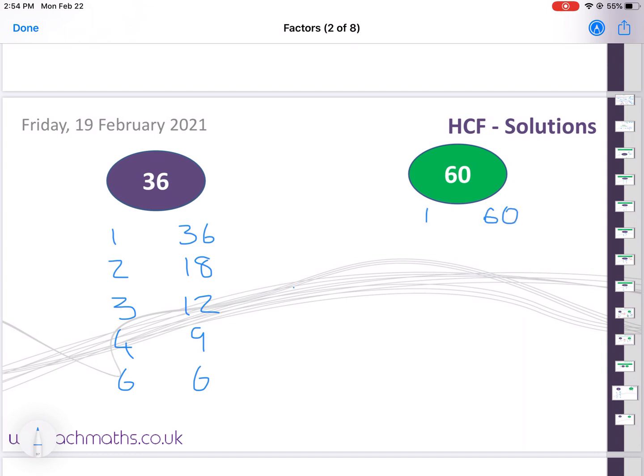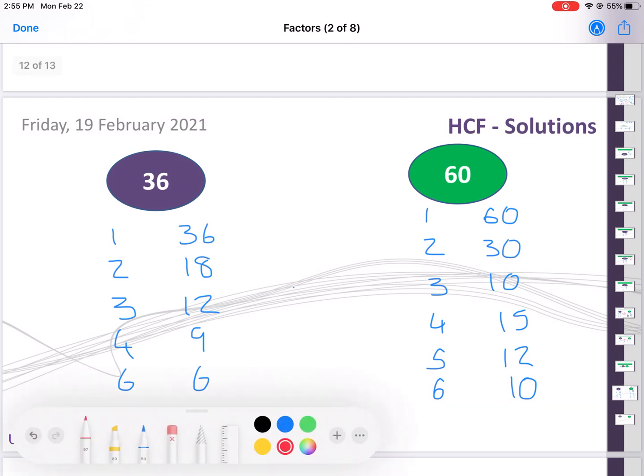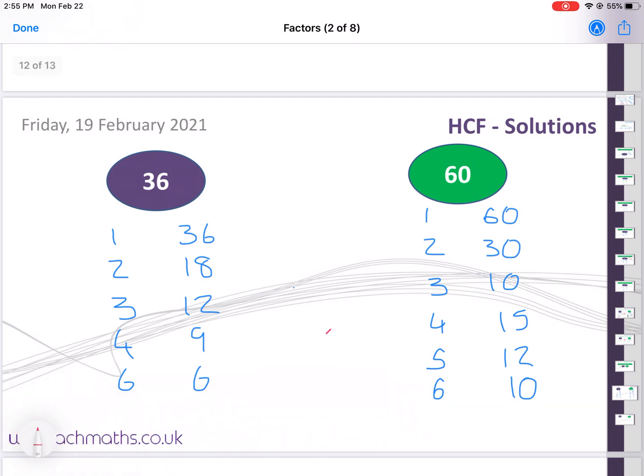For 60, 1 and 60, 2 and 30, 3 and 10, 4 and 15, 5 and 12, which you may have forgotten, 6 and 10, not 7, not 8, not 9, got 10 already, not 11, got 12. Right, so that's our exhausted list for both of those. It just takes a bit of time to make sure you've got them all, and that way you can compare them more easily.